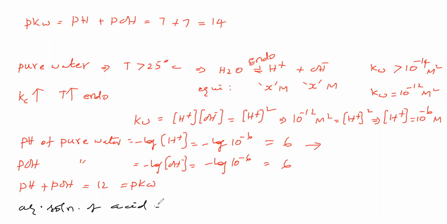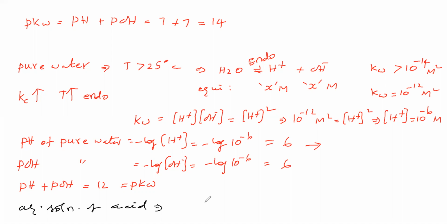Aqueous solution of some acid, for example, aqueous solution of HCl, aqueous solution of sulfuric acid. In the laboratory, we have dilute sulfuric acid, dilute hydrochloric acid, dilute nitric acid, dilute acetic acid. You might have seen vinegar in your home. Vinegar is an aqueous solution of acetic acid. Most of the acids we are using are aqueous solutions of acid only.